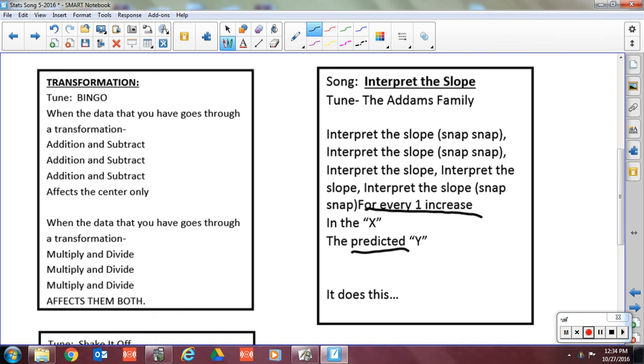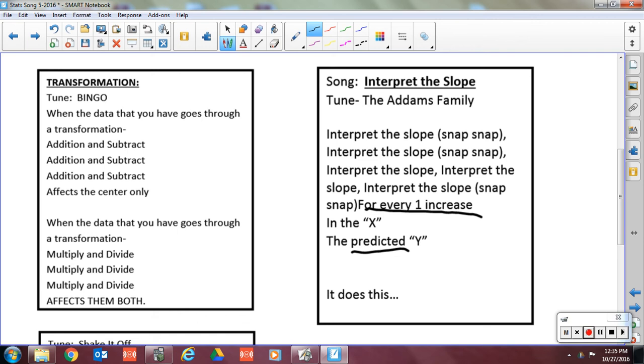One more time. Here we go. For every 1 increase in the x, the predicted y, it does this. Interpret the slope.